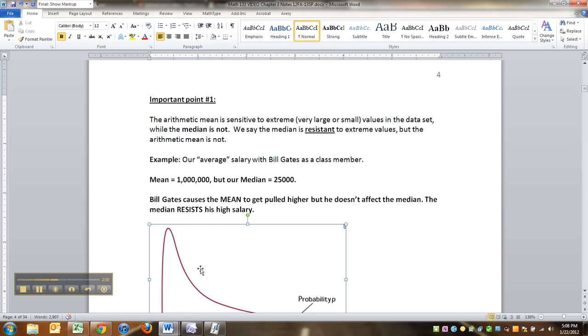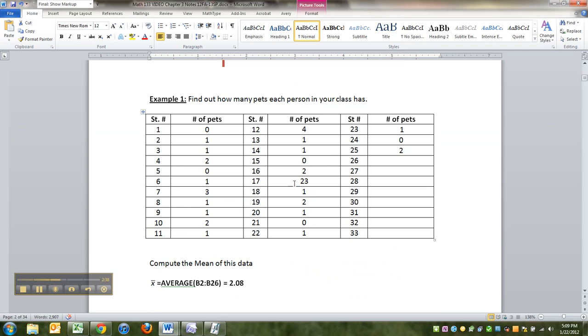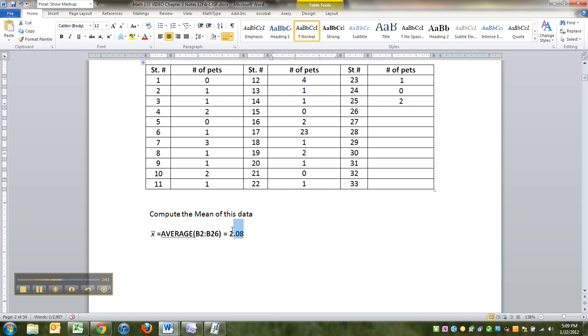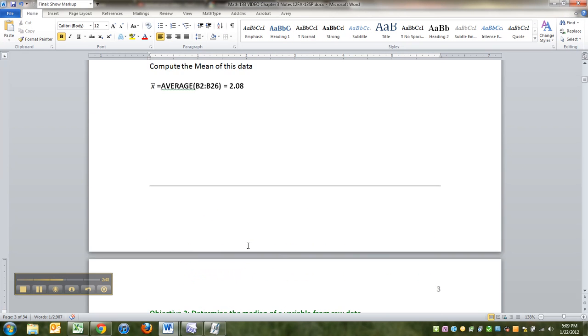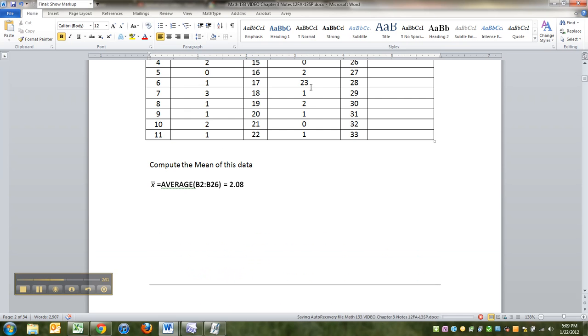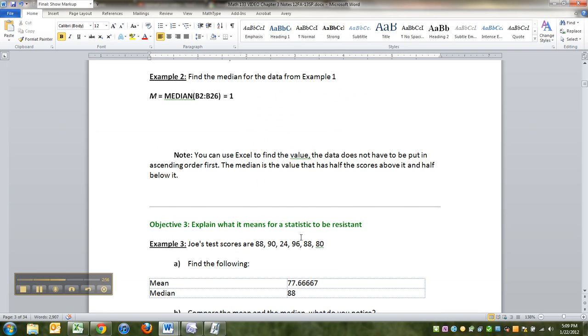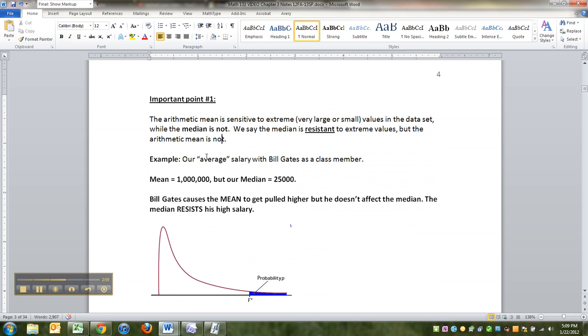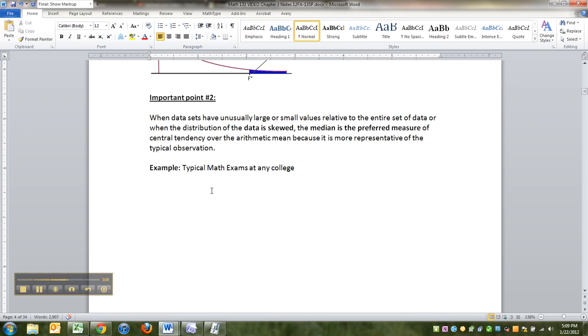Okay? And it kind of happened even with our number of pets. We had one student who had so many pets because they lived on a farm, it caused the average, the mean, to be 2.08, but the median was only 1, right? Well, it's getting yanked that much higher because of this person right here. So if that person wasn't in the class, then they wouldn't have had that effect. Okay? So that's the first point. The arithmetic mean is not resistant, but the median is.